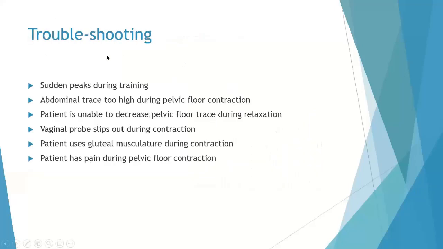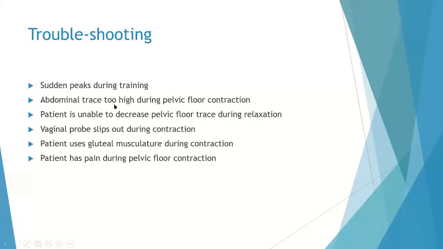Okay, so those are the 2 case histories. I just wanted to say something about troubleshooting. Sometimes you're doing your training and suddenly you'll get sudden peaks. That could just be interference, or they moved and you got a peak. So always look at your reference electrode to make sure that it's put on well and sticking well, and that will give you fewer of these unwanted peaks during training.